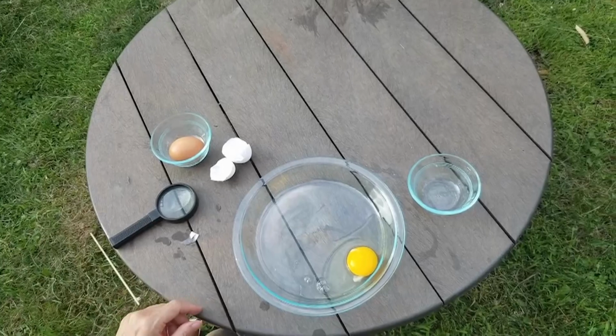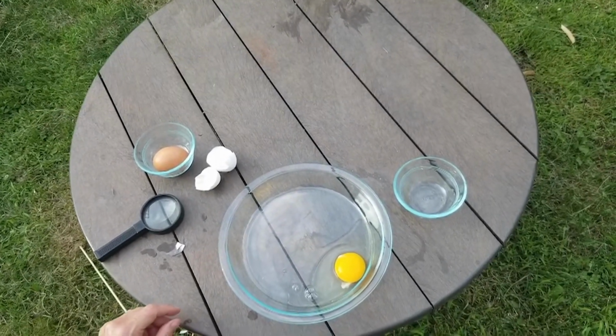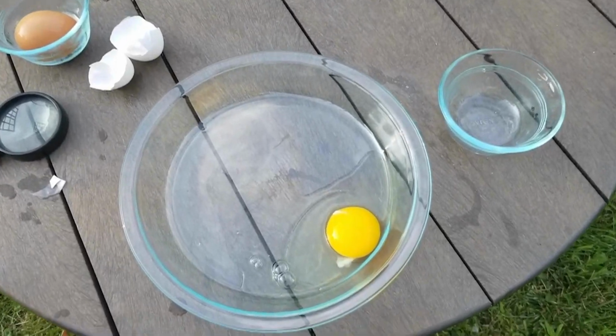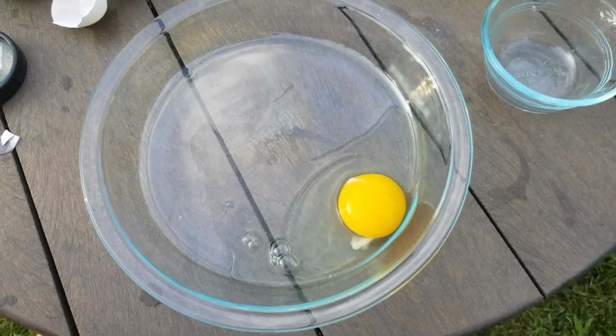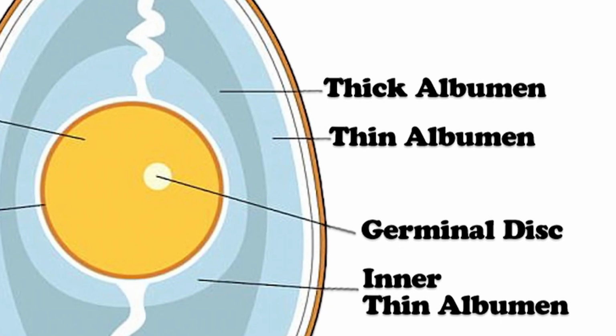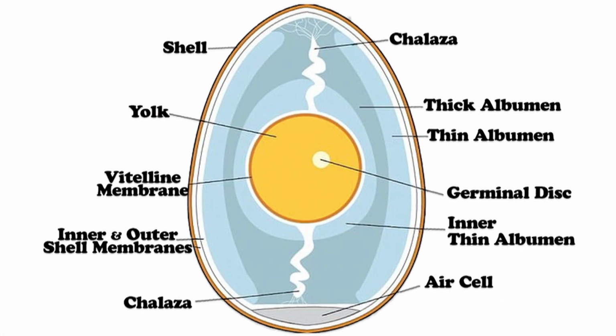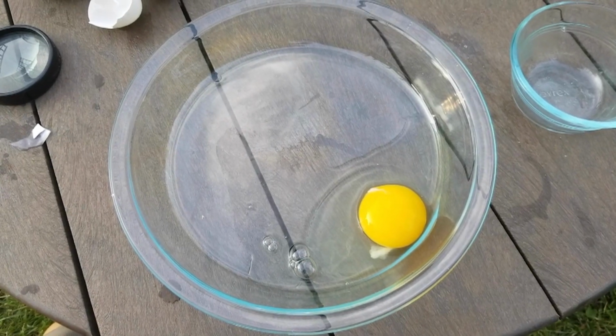Now let's look at the bowl with the yolk and the albumin. Try to find a division between the thin, clear albumin and the thick albumin. Albumin is 90% water and 10% protein. How can you tell the difference between the thick and the thin albumin? What does it look like? How is the color or the consistency different?